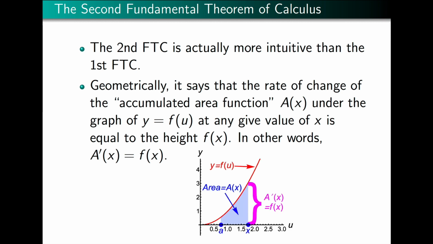Here's a picture. The red graph is the graph of little f. Y equals f of u. I'm labeling the horizontal axis here with u. I'm thinking of u as the independent variable for little f. I'm thinking of little a and little x in this picture as being fixed.